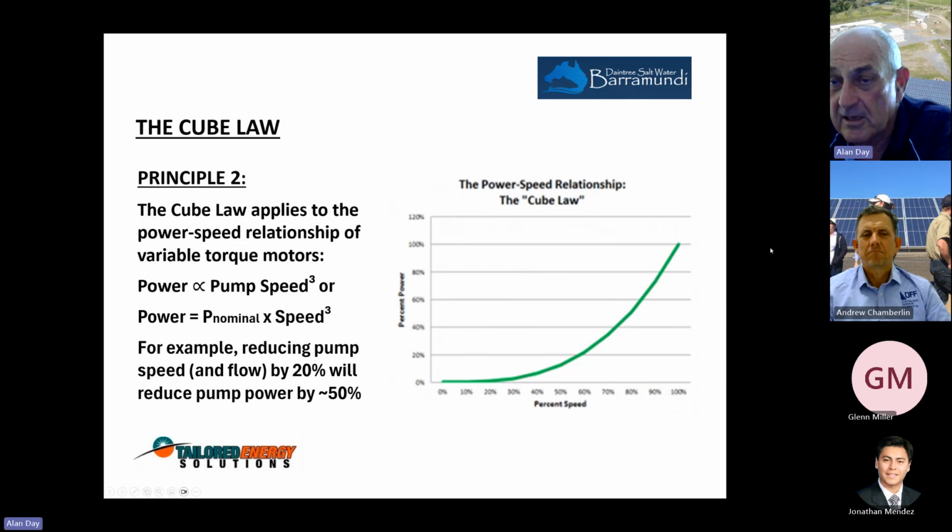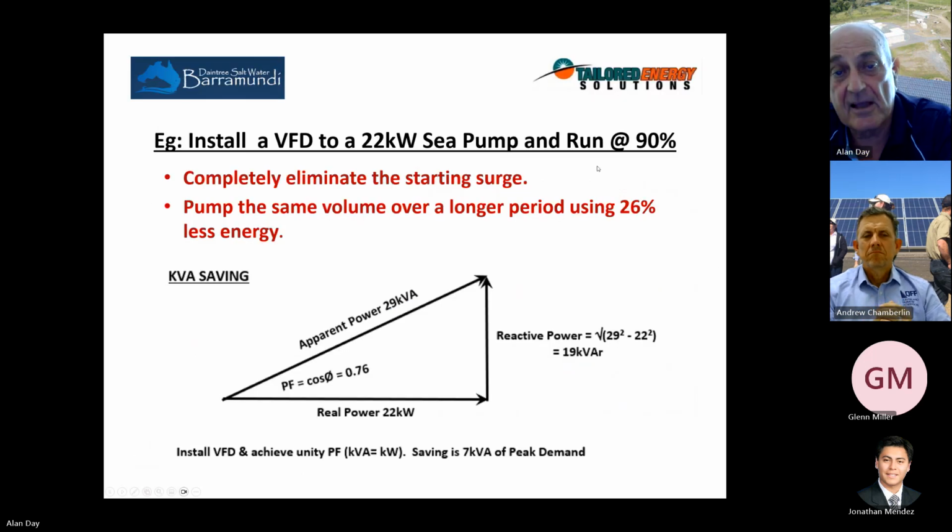So if we look, for instance, just at one of the 22 kilowatt sea pumps, install a VFD and run it at 90%. As I said, you eliminate the starting surge. It's going to run at a lower kVA. So there's both a reduction in the starting surge, but also in the ongoing kVA required to run the pump.